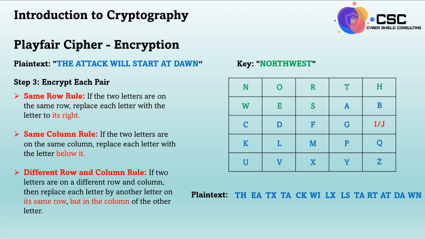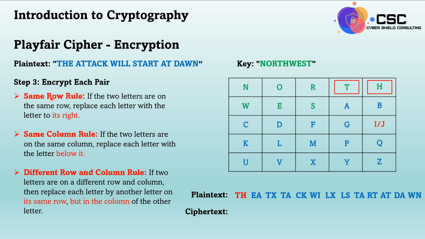So now if I bring the laser pointer, this one I'm looking at the TH. Let's see how this is done. I'm looking for the ciphertext. TH is the first pair. If I go and look in the matrix, you will find that T and H are in the same row.